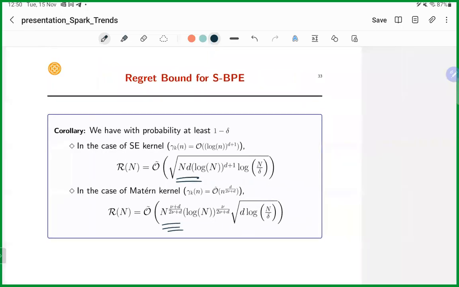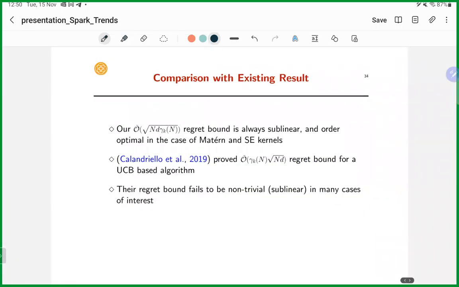So basically, we prove an order optimal regret bound for an algorithm which uses sparse approximate GP statistics. So that means an order optimal regret bound algorithm with a state-of-the-art computational complexity.